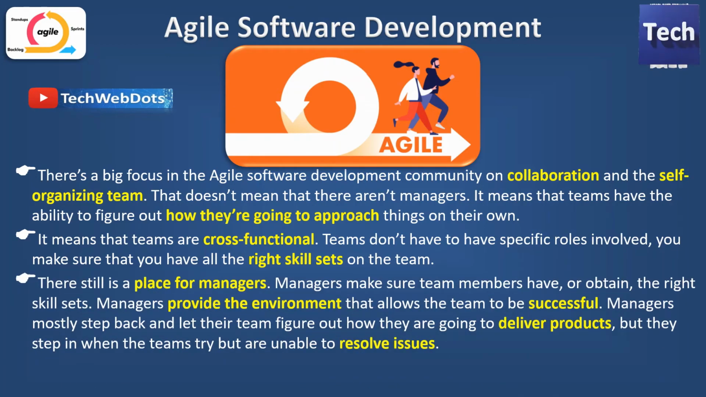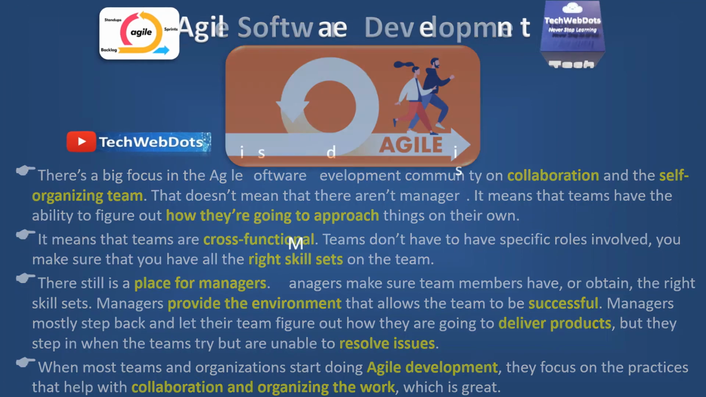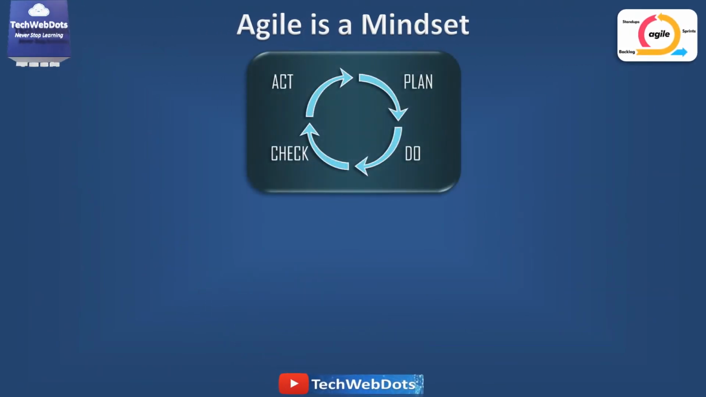There is still a place for managers to make sure team members have or obtain the right skill set. Managers provide the environment that allows the team to be successful. Managers mostly step back and let their team figure out how they are going to deliver products, but they step in when the teams try but are unable to resolve issues. When most teams and organizations start doing agile development, they focus on practices that help with collaboration and organizing the work, which is great.